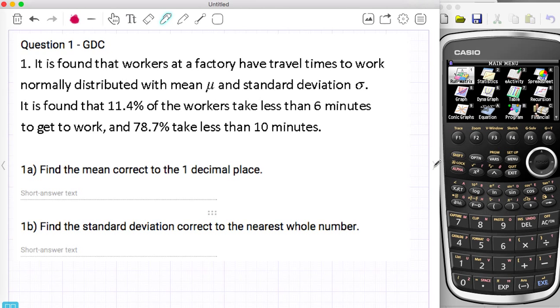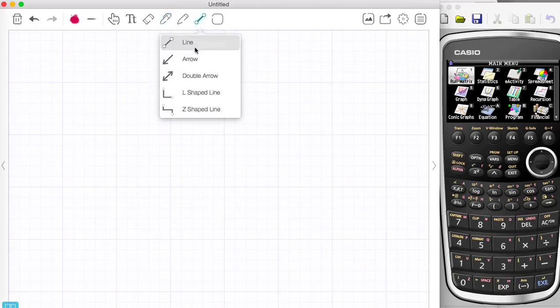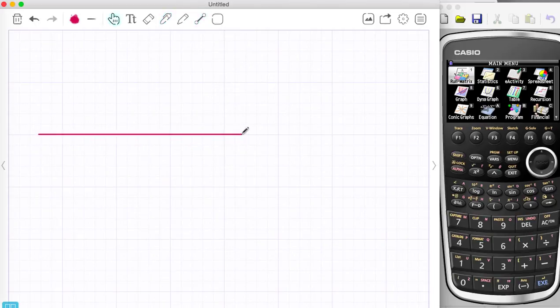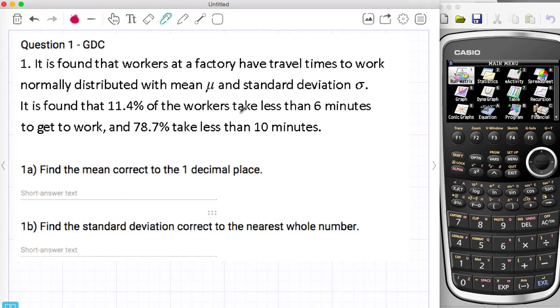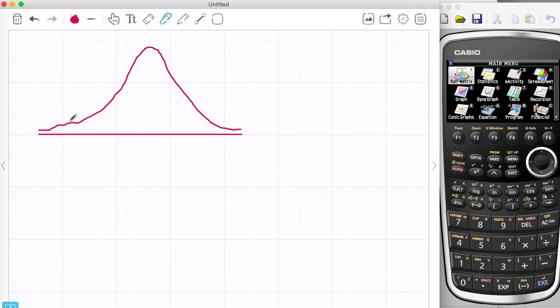So what I'm going to do, the key to this is to draw a good diagram. This is my normal distribution, and it's only a sketch. It says 11.4% of the workers take less than 6 minutes. So here, 11.4 is this probability they take less, and this is 6 minutes. In the middle here is mu, which I don't know.